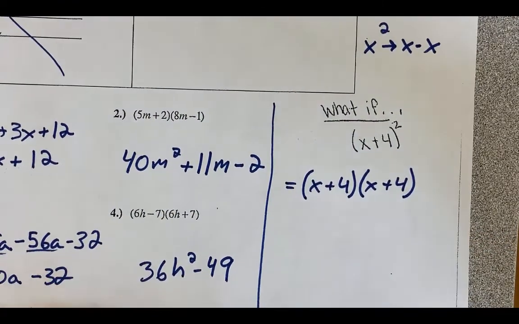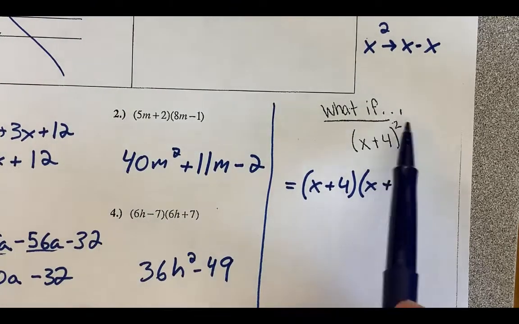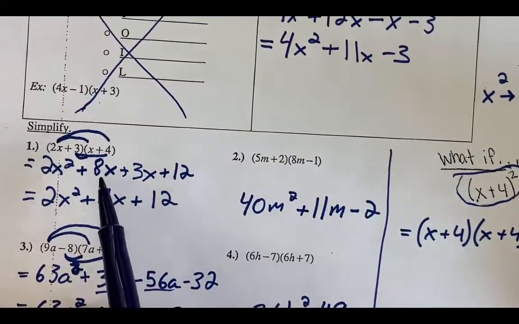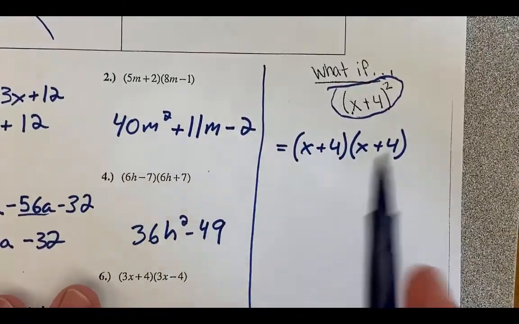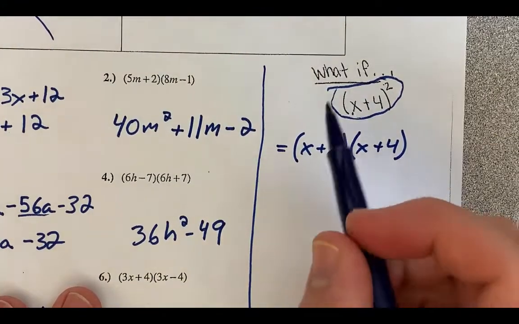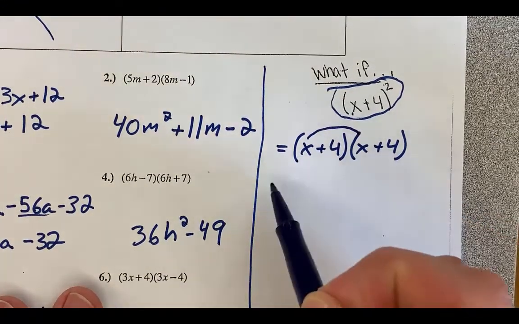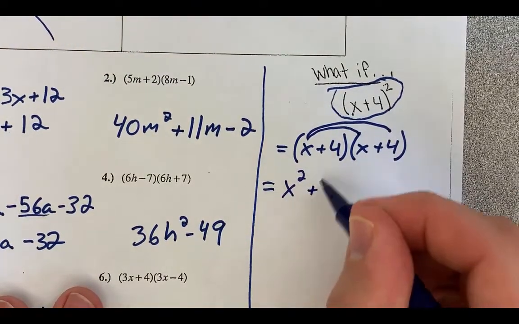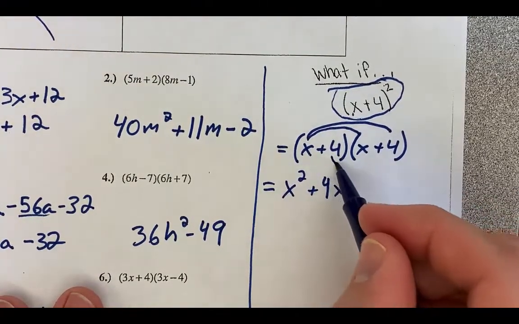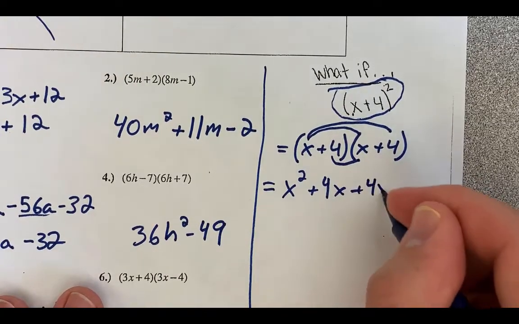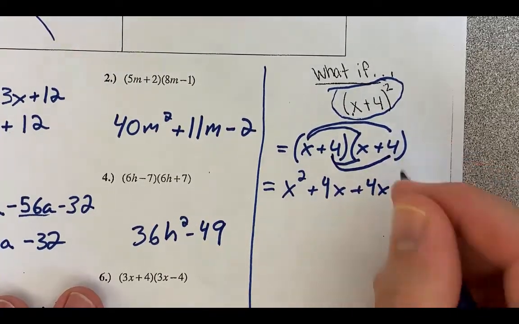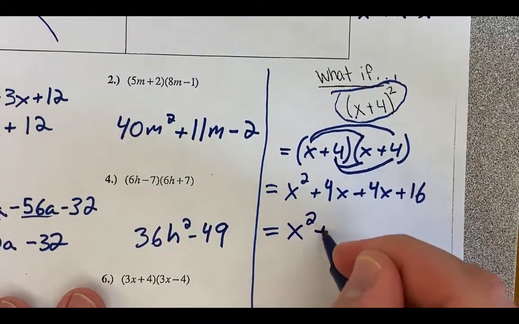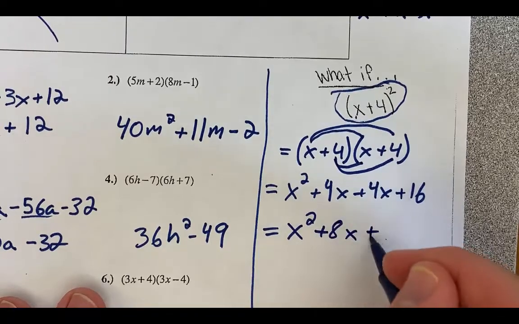Okay? And so if I have x plus 4 times x plus 4, I see that this question, while it looks a little bit simpler, is actually just like these over here. It's asking me to multiply two binomials. So I'll do that real quick. I'll get x times x, that's x squared. X times 4, that's 4x. I'll get 4 times x, it's 4x again. And then 4 times 4, that's 16. Combining like terms, I get x squared plus 8x plus 16.